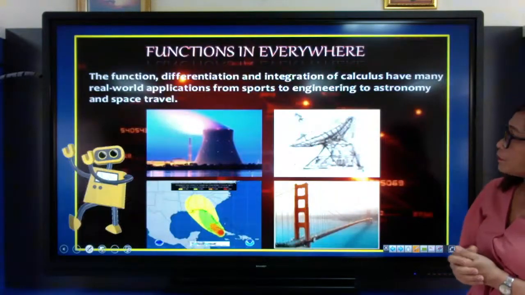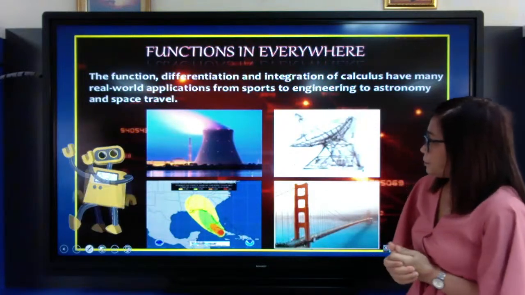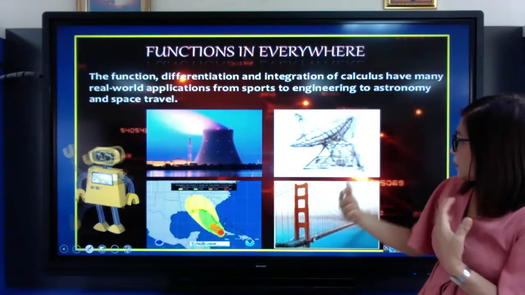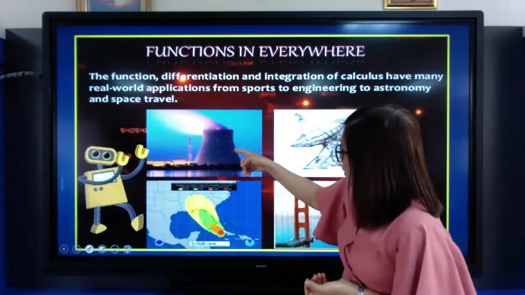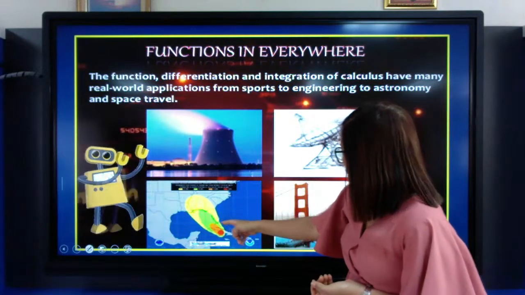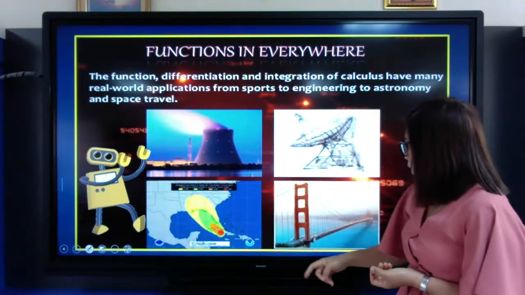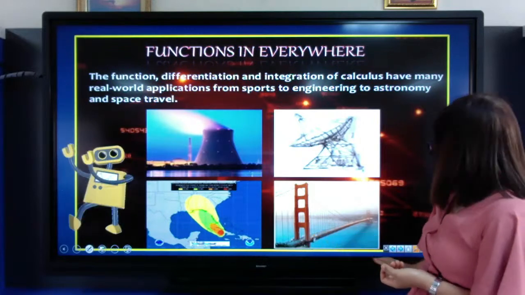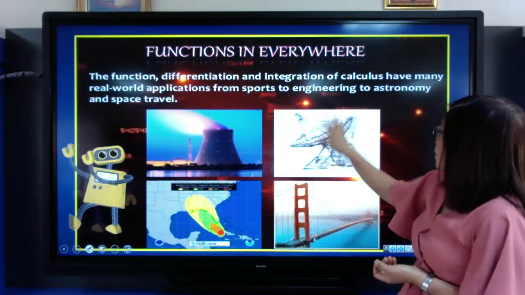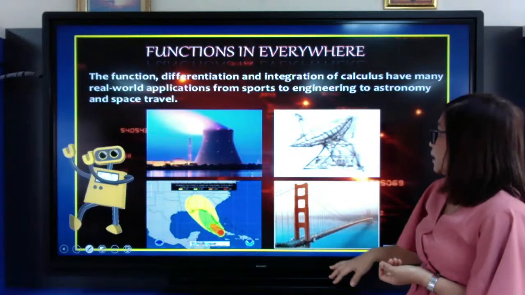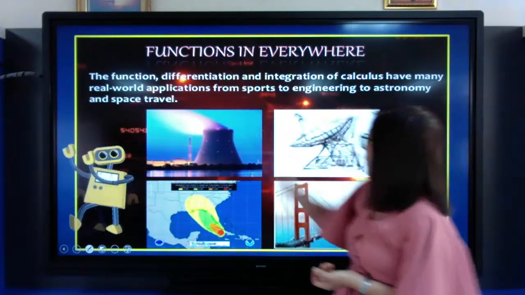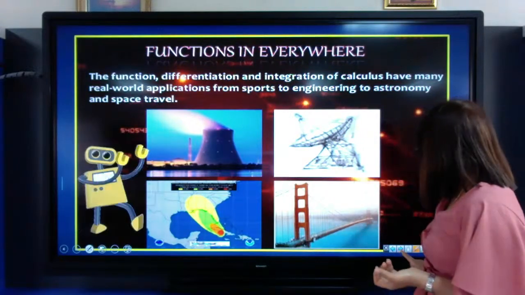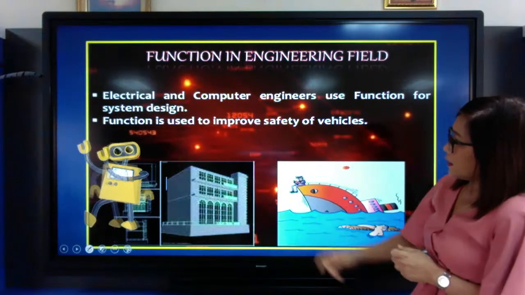Next we have functions is everywhere. So where is everywhere? This is the dish to get satellite, and we have this one. Okay, this is also an application of function, and this one is also an application of function here. So you can use calculus in making all of this, and calculus is related to functions. So functions is everywhere, anywhere.